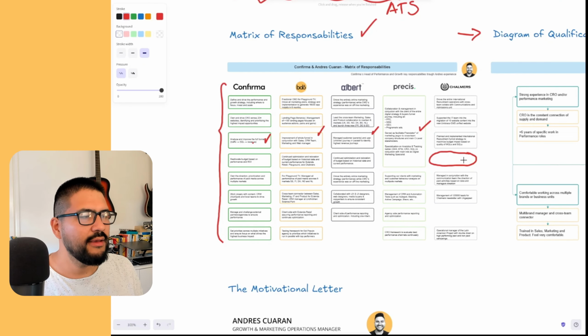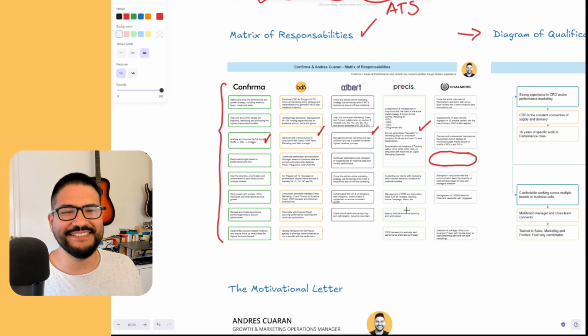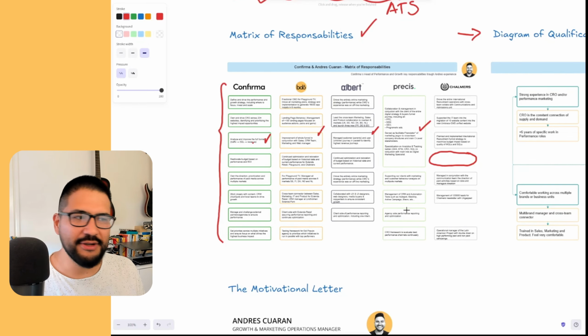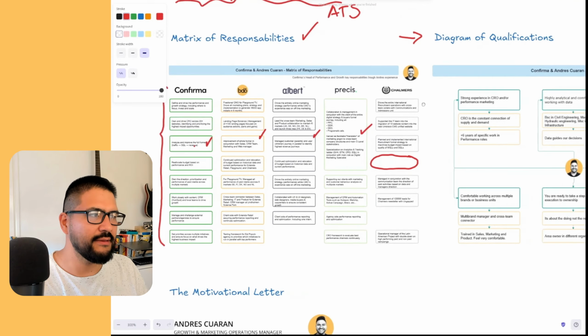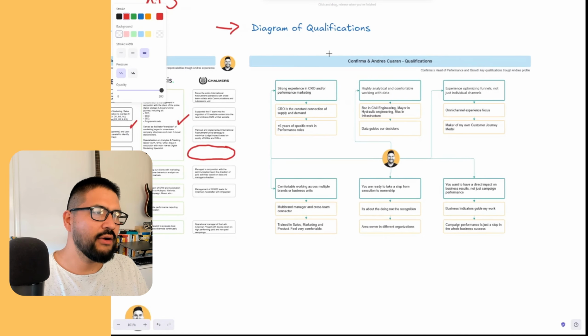Of course, if you have a lot of white spaces, don't add that, because it doesn't really show that you have the experience. But it might happen that you have a few white spaces there. Okay, but this is the matrix of responsibility. Then we go to the diagram of qualifications.